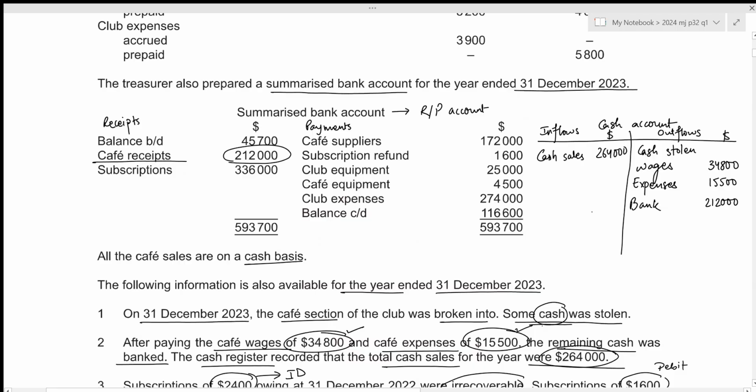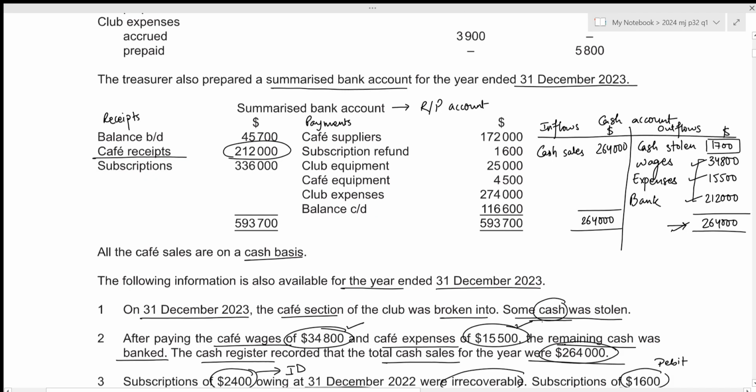We first need to get the total from the debit side. That is just going to be 264,000. And this will act as the total on the credit side as well. Now, in order to calculate the value for our cash that was stolen, we just take the total of 264,000 and then subtract these three amounts. So 264,000 minus 34,800 minus 15,500 minus 212,000, which results in the value of 1,700. So these are the cash stolen during the year.